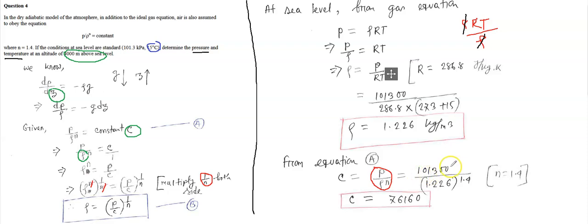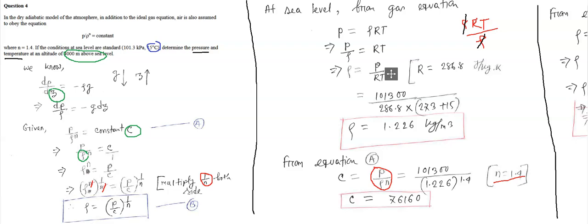So we know this pressure, we know this density, and n is actually constant, 1.4. So then we got this constant, 76,160. That means now we have the pressure, the density, and the constant C. So we know all of these values. Our ultimate target is to calculate the pressure and the temperature at an altitude of 4,000 meters above sea level. Okay, so now we have another equation for the density.